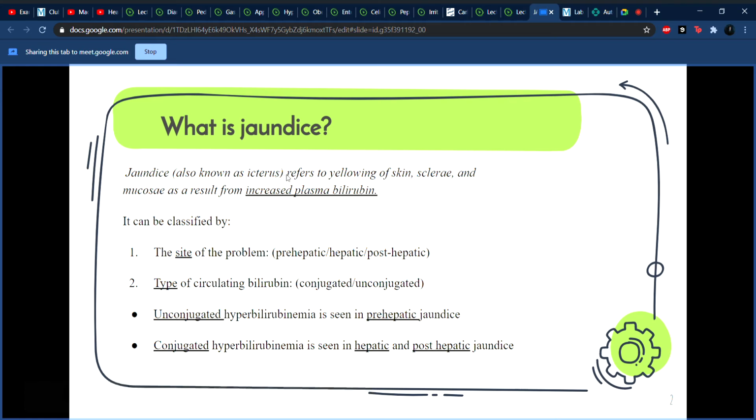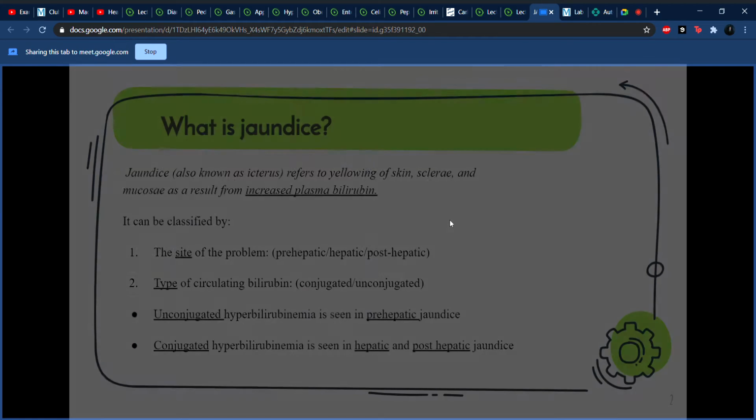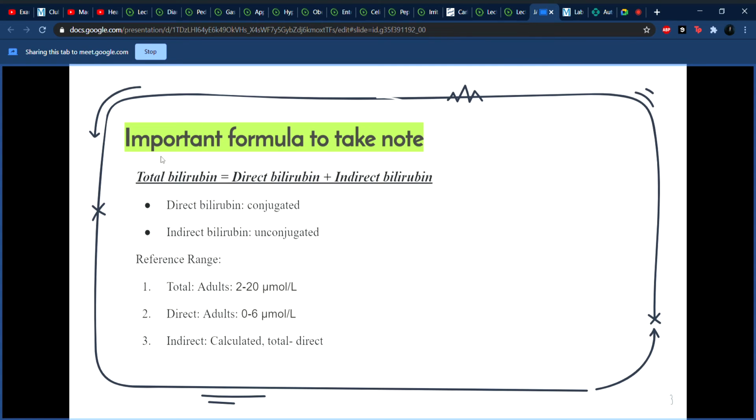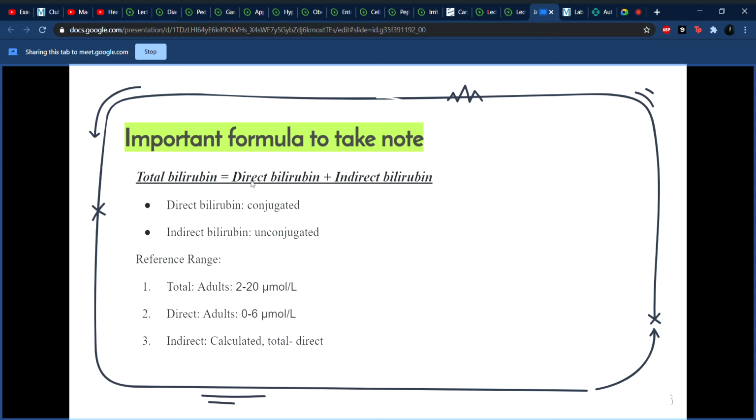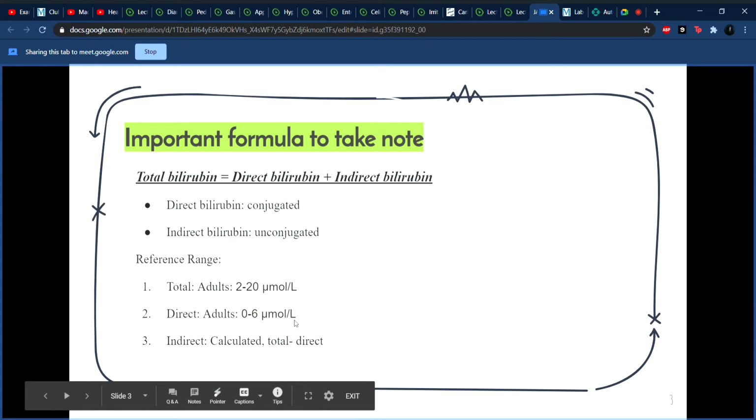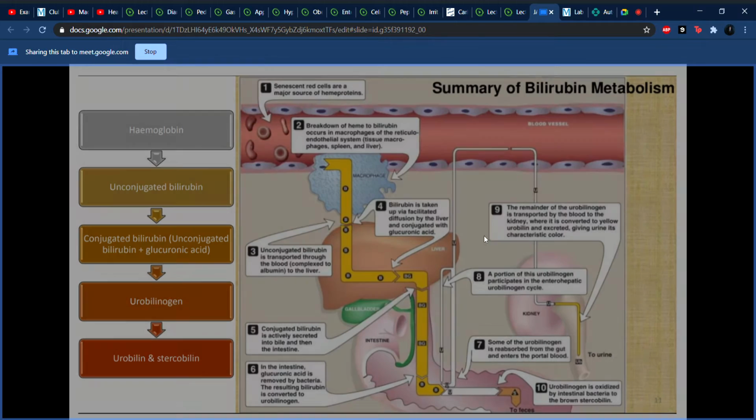We'll use this term a lot in our later presentation. So this is an important formula to take note of. Just know the reference range: total, direct, and indirect. Basically, total bilirubin equals direct bilirubin plus indirect bilirubin. The TLDR: direct is conjugated, indirect is unconjugated, and total is direct plus indirect. That's all. The reference range is just there.